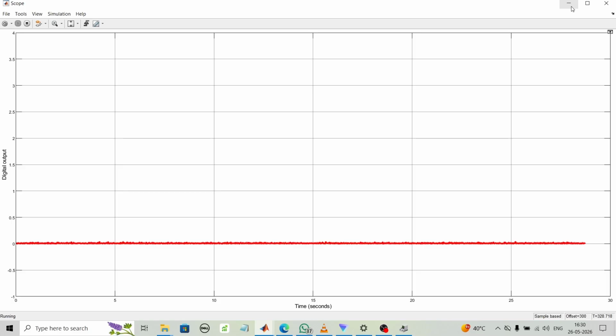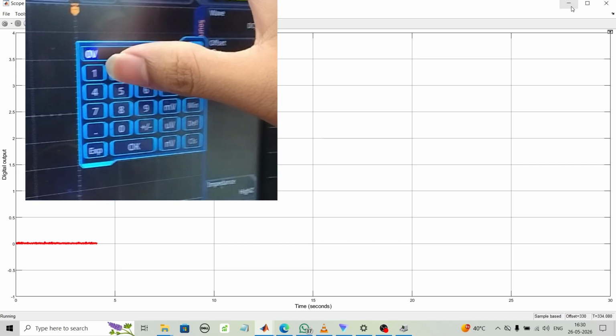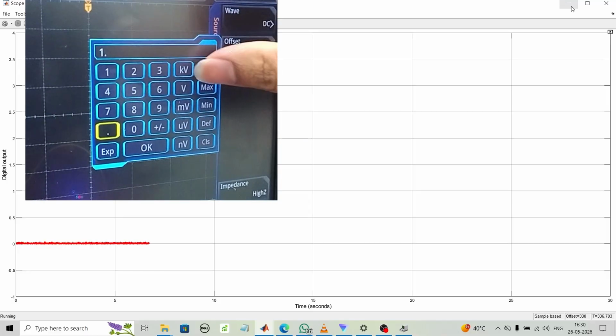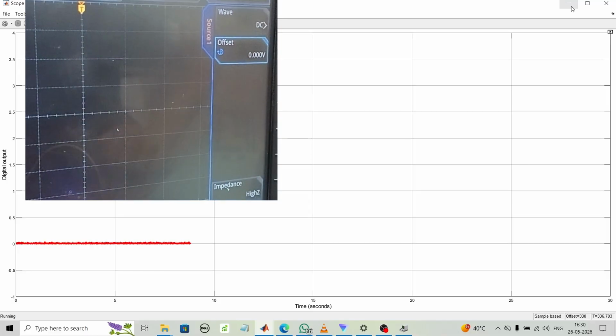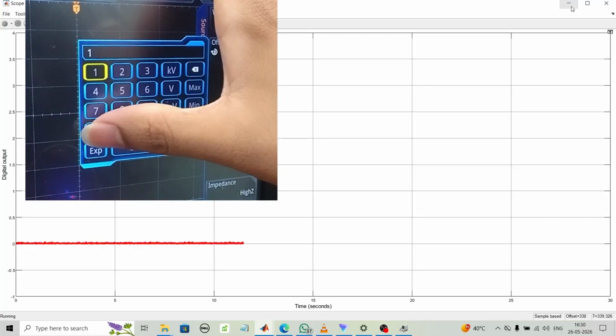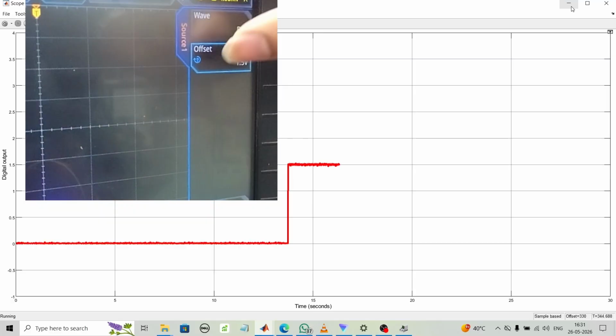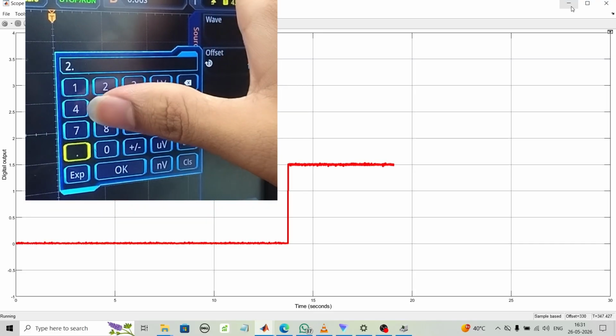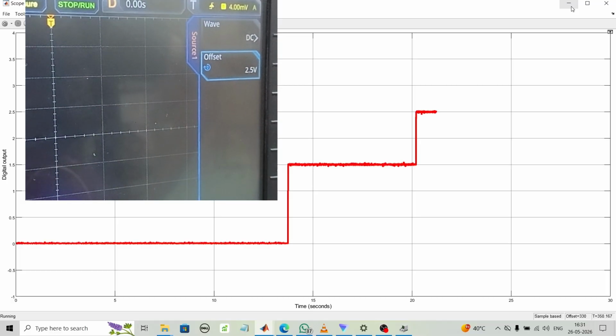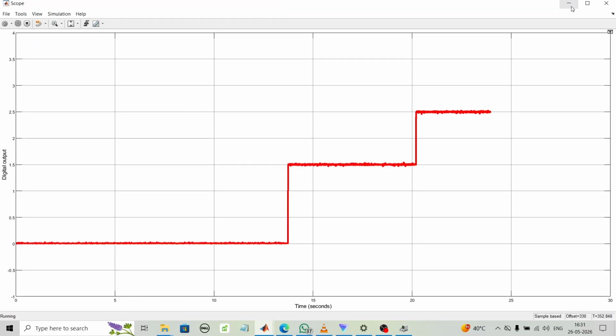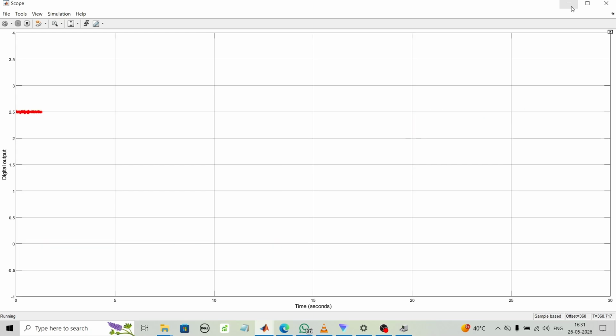Now, after adding the gain block, the scope is showing the voltage value instead of ADC count. Let me check it with a few input voltage levels. Here, I am setting the input to 0 volts and the scope is also showing nearly 0 volts. Now, I am changing it to 1.5 volts. You can see that the scope value is also close to 1.5 volts. Next, I am increasing it to 2.5 volts and again, the scope value is close to 2.5 volts. This confirms that the 3 divided by 4095 scaling factor is converting the ADC count back into voltage correctly.